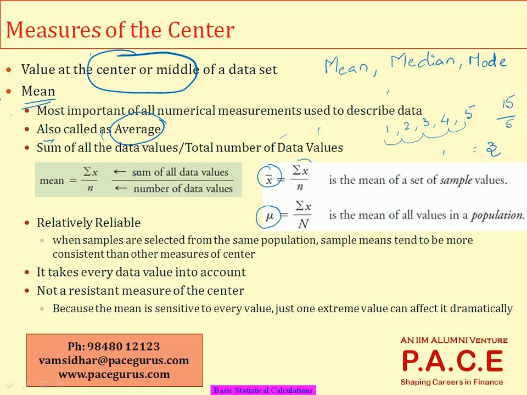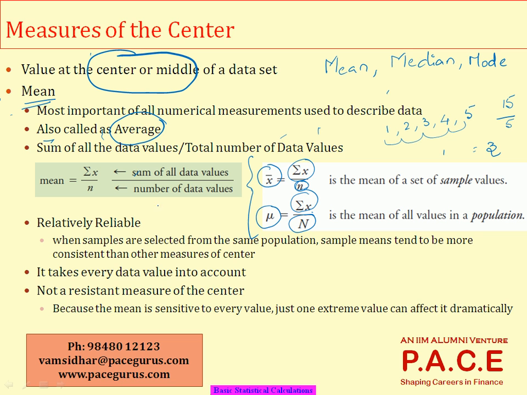So the sum of all the data values divided by the number of elements in the sample, which is represented by small n, or the number of data points in the entire population represented by capital N. So that is the definition of the mean. Whether we are using a sample or a population, the calculation remains the same: the sum of all the data values divided by the total number of data values.